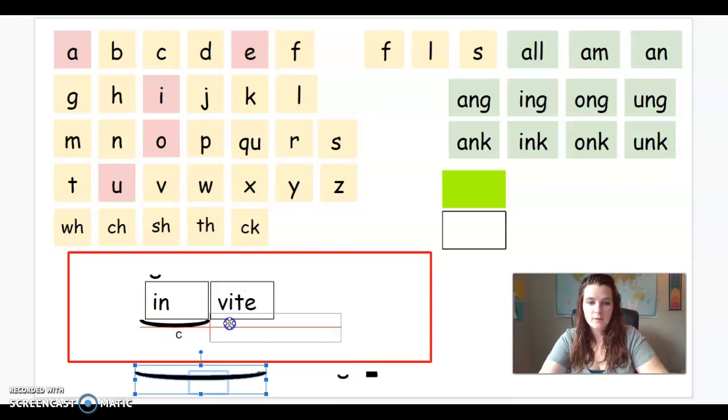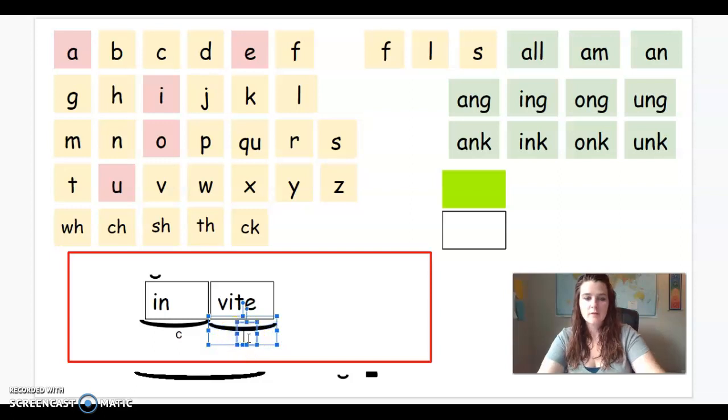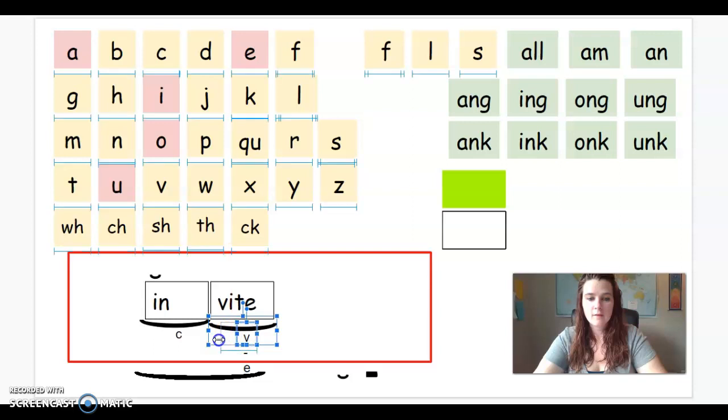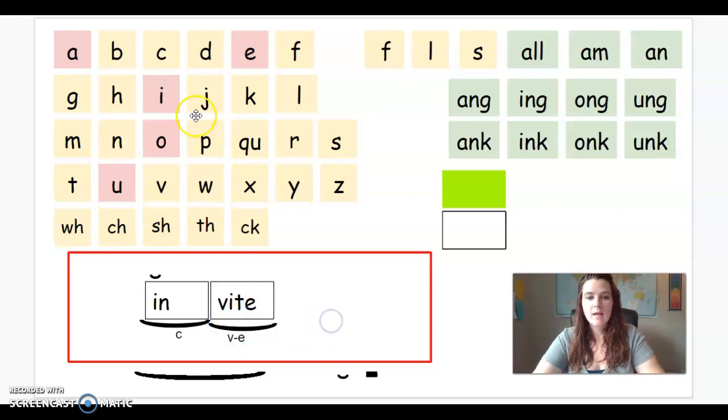There we go. And we're going to label it V, consonant E. The computer's not working with me today. Here we go. V, consonant E. Okay. And we have to put our macron above that I, that long I. And we have to cross out our silent E. Invite. Good job.